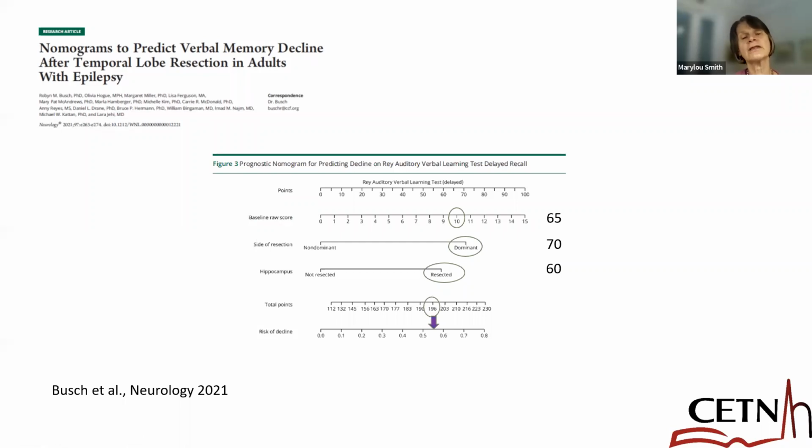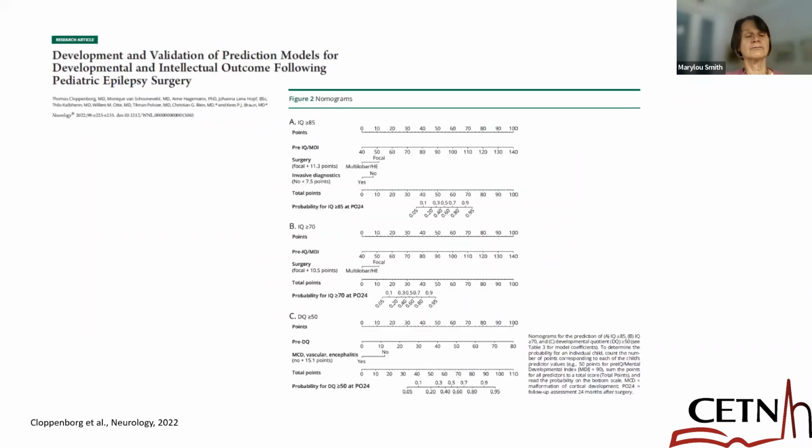That information can then be provided to the patient in discussing what the expected outcome of the surgery would be and whether or not that's a risk the patient is willing to accept. Recently, nomograms have been developed for looking at IQ and developmental quotient outcomes in children, and it's a similar thing. There's a point scale, and the authors were able to identify a number of variables that were predictive of outcome. So again, using this scale, you can advise parents about expected outcomes of the surgery in their children.